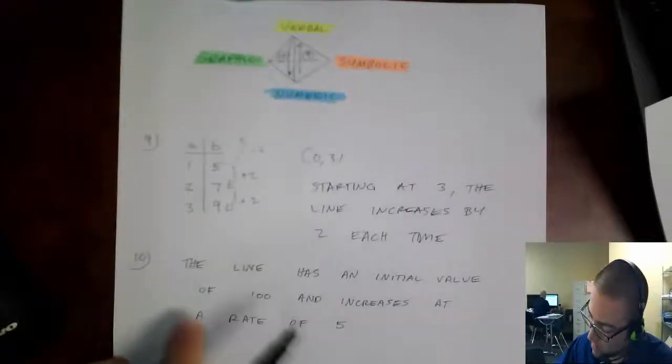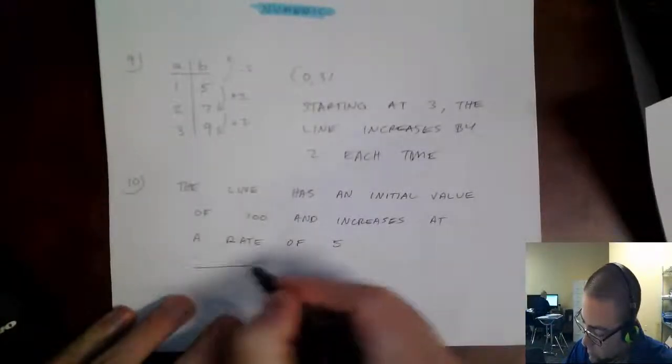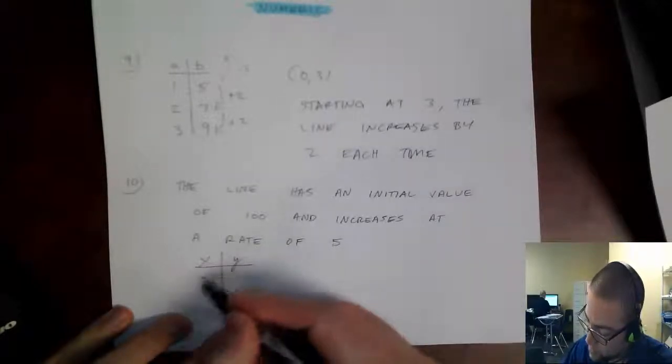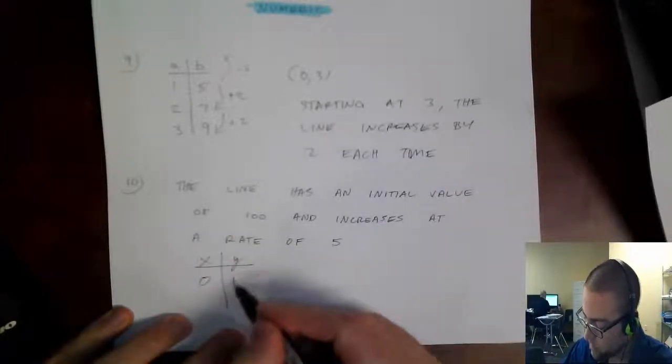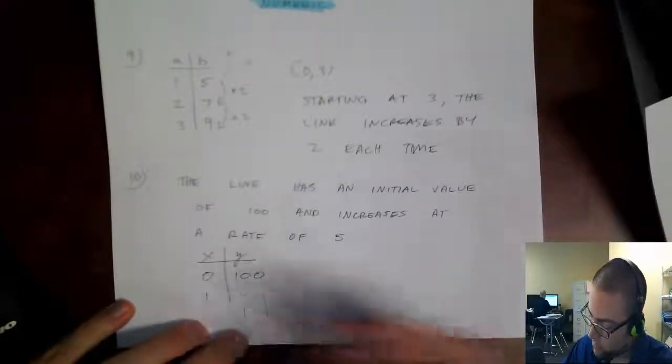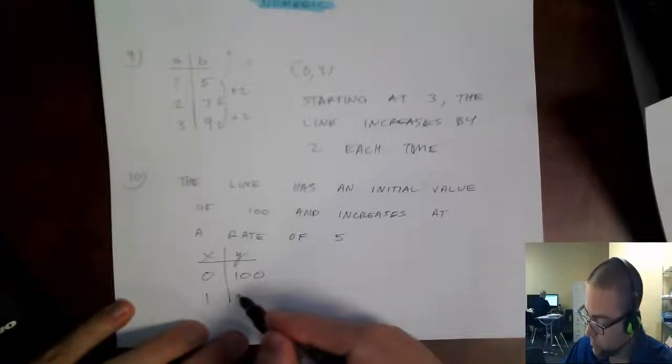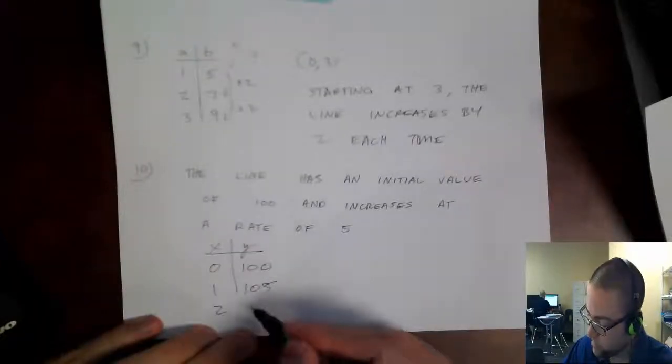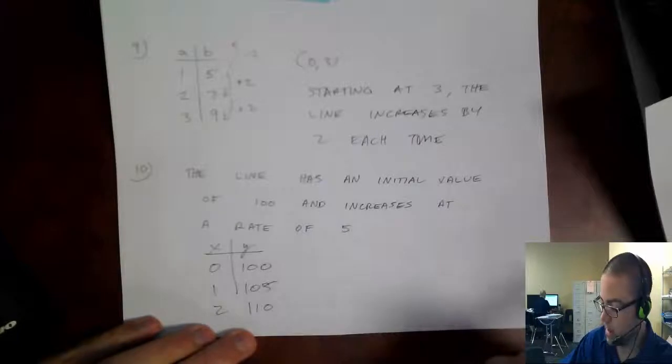Okay. The line has an initial value of 100 and increases by a rate of 5. So what does that mean? I can change it to a numeric, right? X and Y. So if I start, initial condition, 0, 100, and increases by 5 each time. So the Y value at 1 would be 105, at 2 would be 110, and I keep adding 5 each time. Okay. Last two.